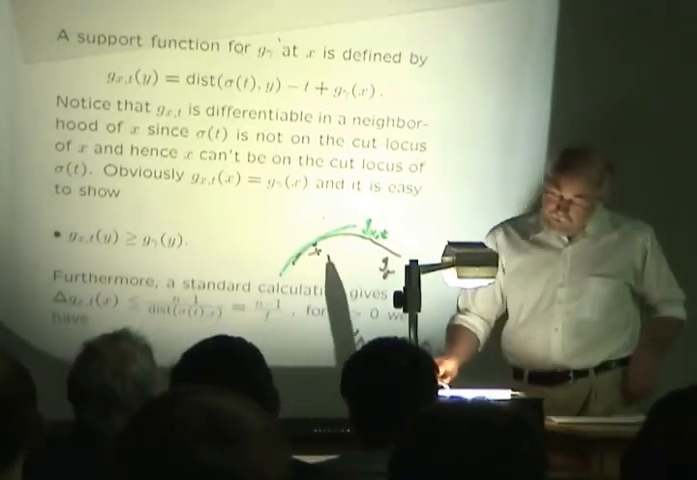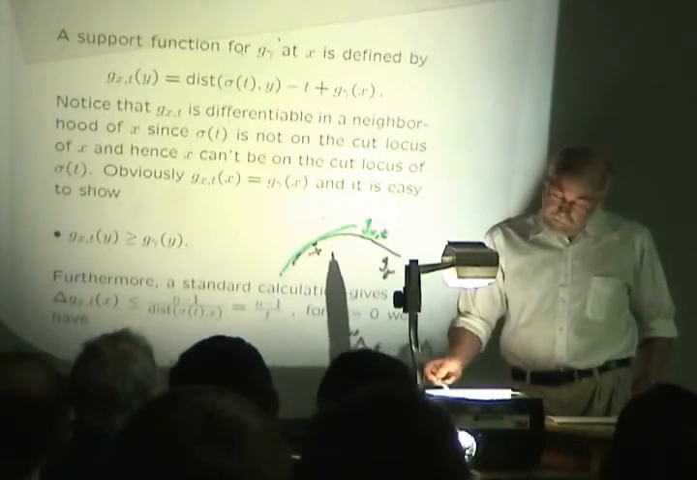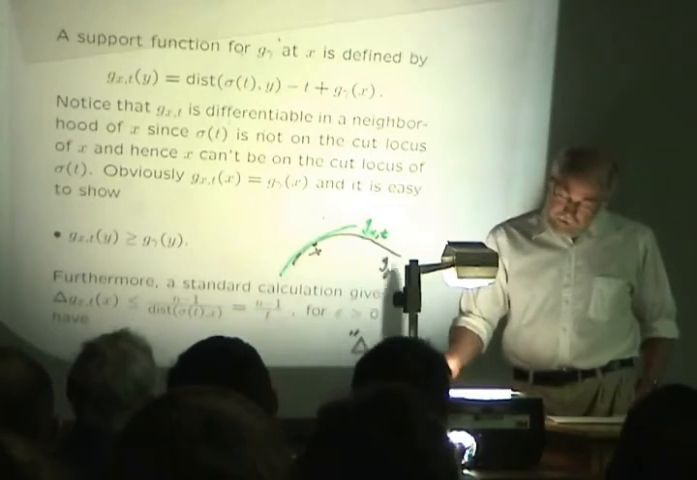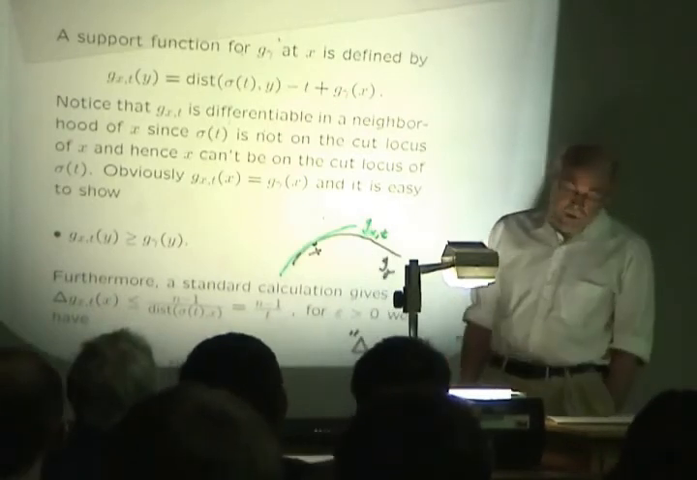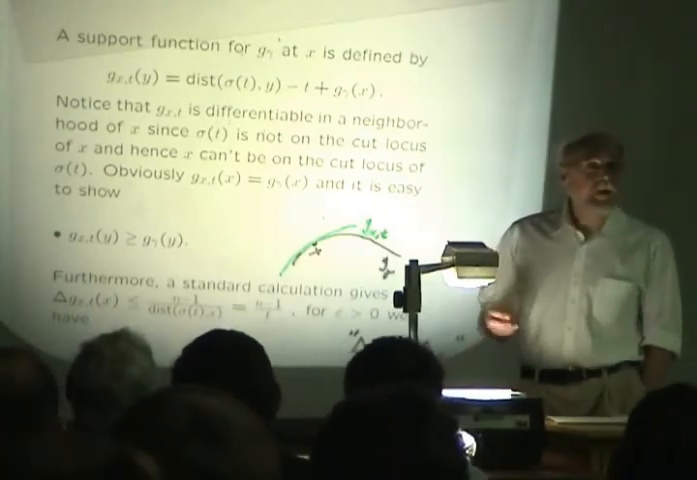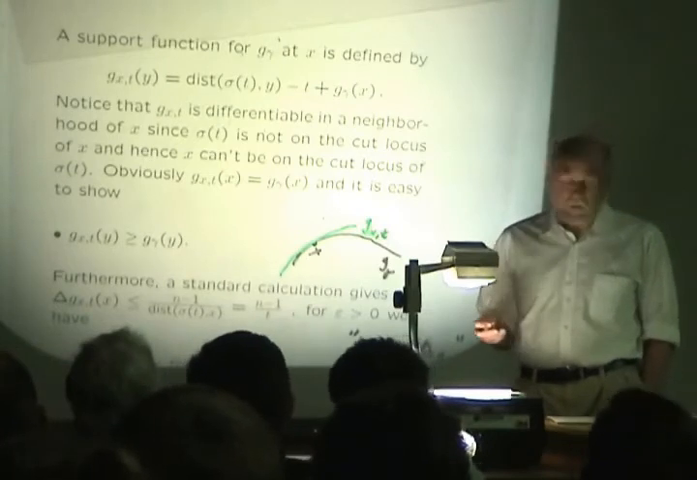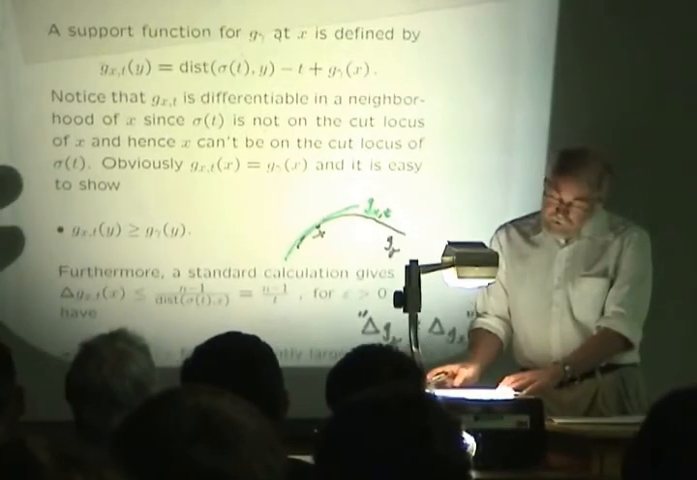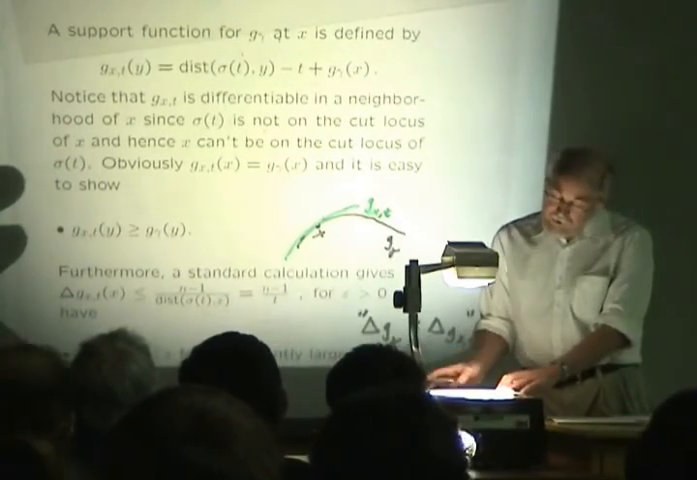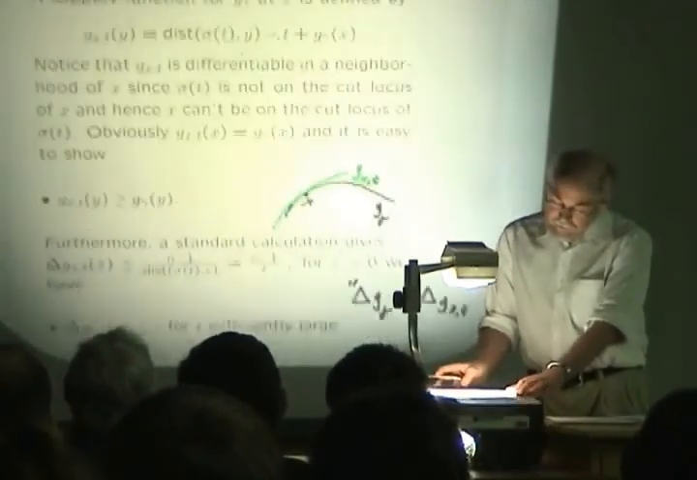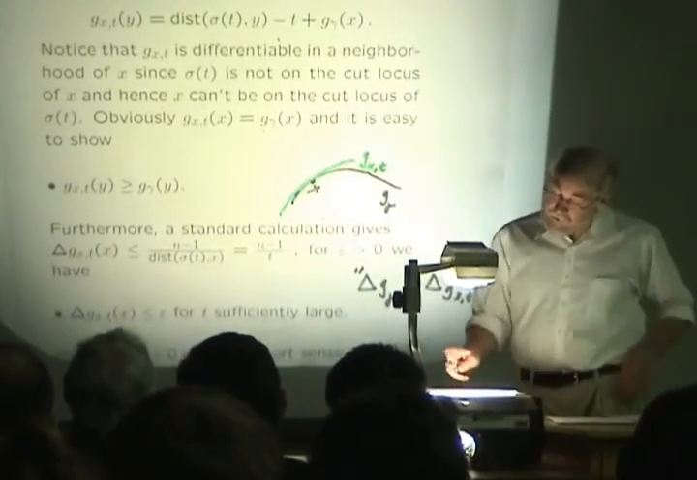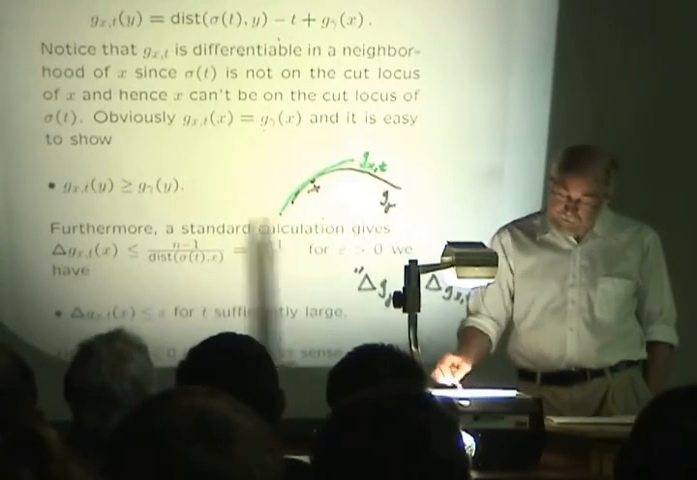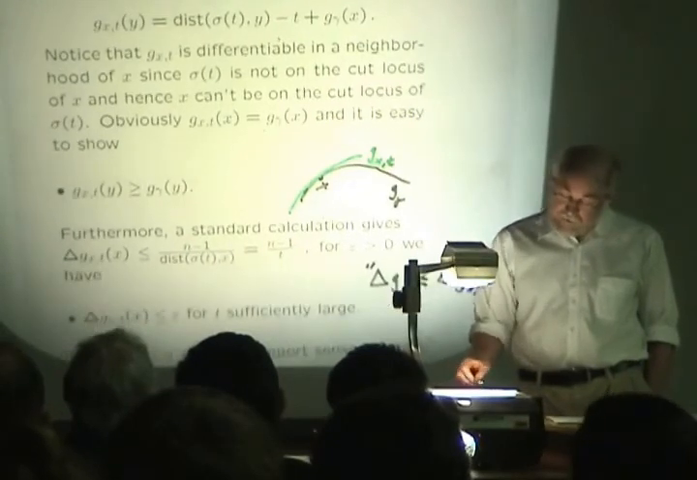So this means the difference G x,t minus G gamma is non-negative. That means in some sense the Laplacian should also be bigger than or equal to 0. Now the support function G is smooth, so you can talk about its derivatives. You can calculate, just by using comparison geometry, the Laplacian of this distance-type function G of x,t.